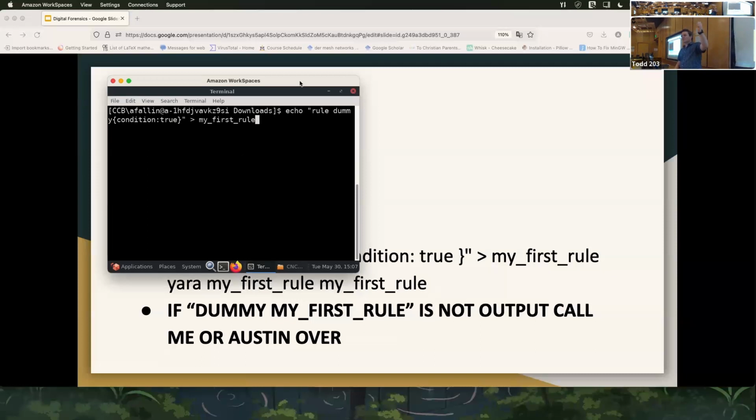Who has gotten a dummy rule? Everybody good? Casey does not have the dummy rule. So did you run that? Did you run Yara, my first rule?